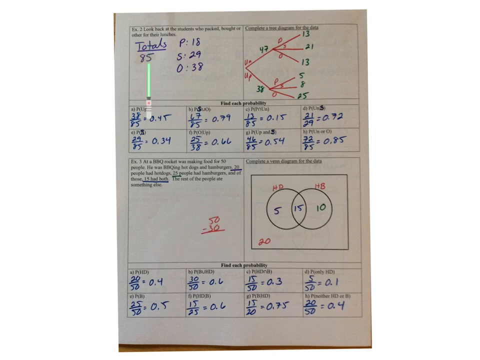The total number of people were 85. The total who packed, 13 and 5, were 18. The total who bought at school were 29. The total who got it some other way, 38.